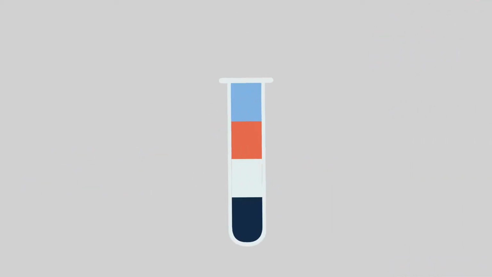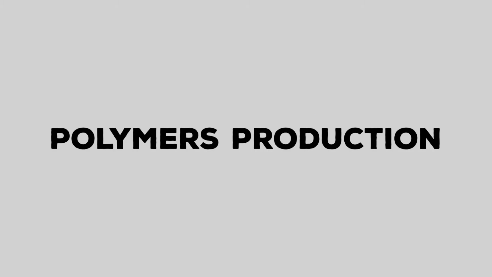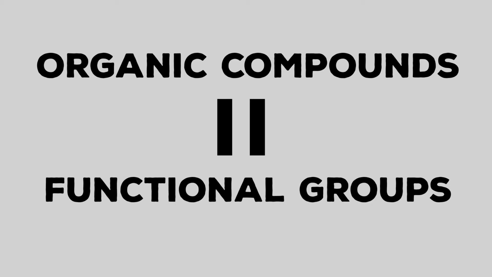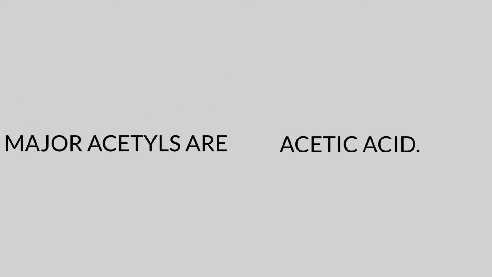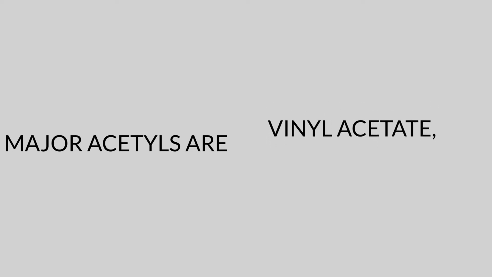Acetyls, which are widely used as chemical intermediates and solvents in industry, as well as in the pharmaceuticals industry and in polymer production. Acetyls are organic compounds with functional groups. Major acetyls are acetic acid, acetic anhydride, ethyl acetate, monochloroacetic acid, vinyl acetate, and vinyl acetate monomer.